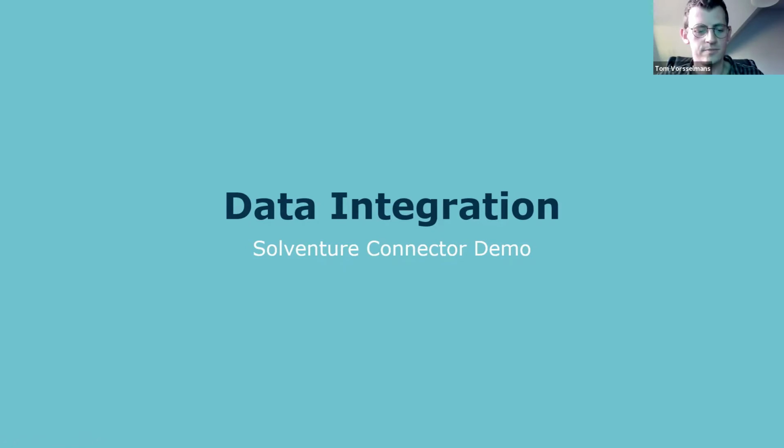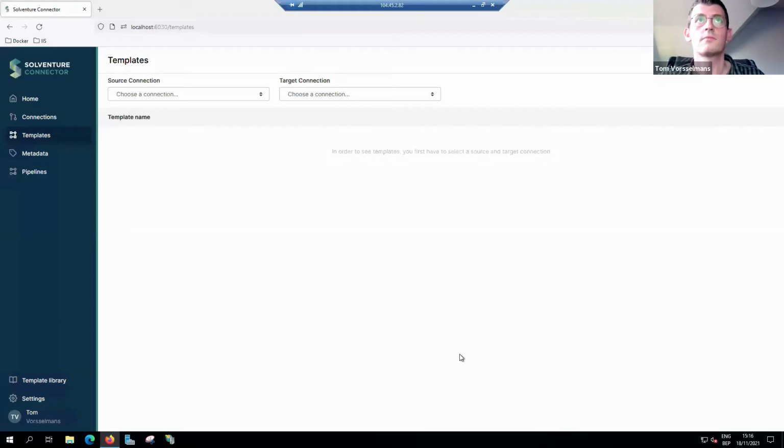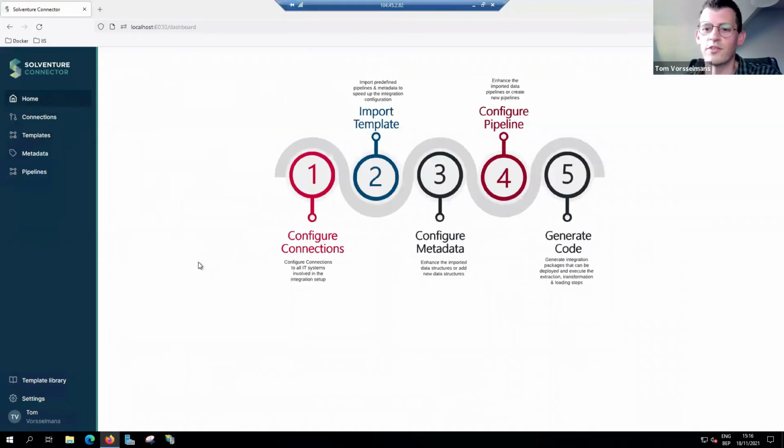demo of our product. So here you see the Solventure connector in action. And you see it typically takes 5 steps to go from an empty configuration to a scenario where you can deploy the solution and start extracting data.